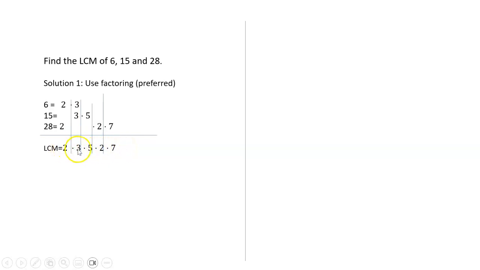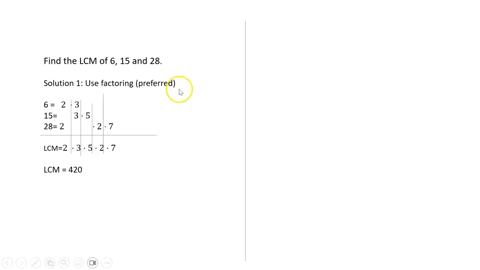For example, 2 times 3 is 6. And then we can multiply this 5 and 2 to get 10. And 6 times 10 is 60. And 60 times 7 is 420. So the answer is a very big number. With this solution, the factoring method is the best way.